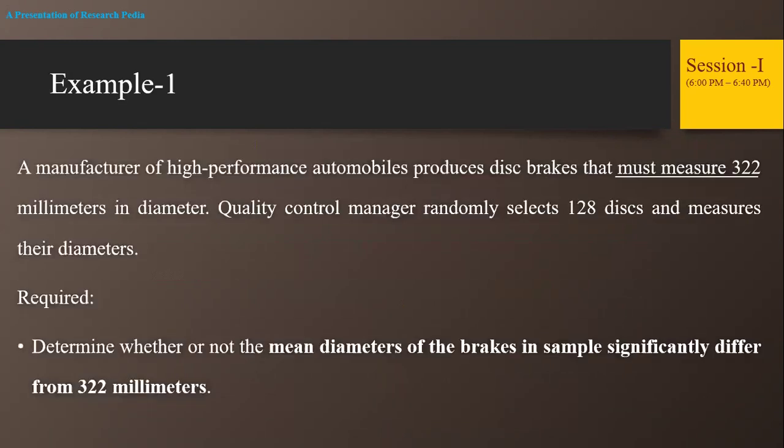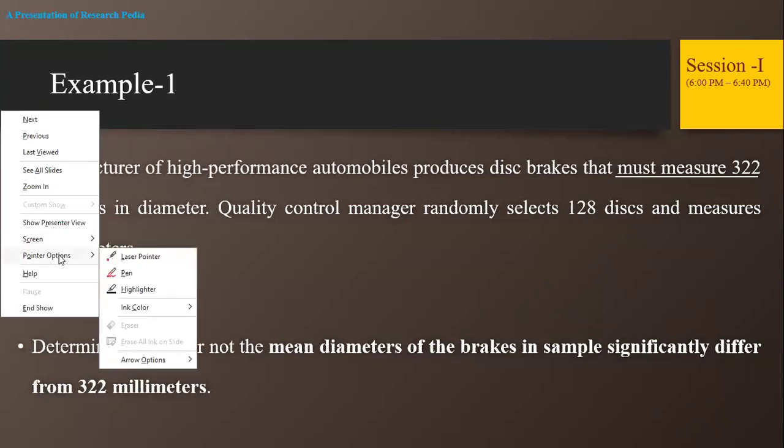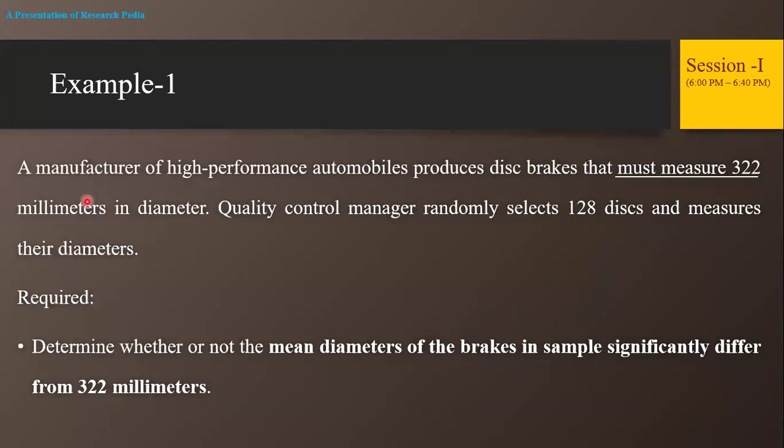This is example one. I have shared with you the data for example one, but let me elaborate what it is and how we will analyze it using this technique. A manufacturer of high performance automobiles produces disc brakes, which are used in cars, that must measure 322 millimeters in diameter. The quality control manager randomly selects 128 discs and measures their diameters. What is required here? Determine whether or not the mean diameter of the brakes in the sample is significantly different from 322 millimeters.